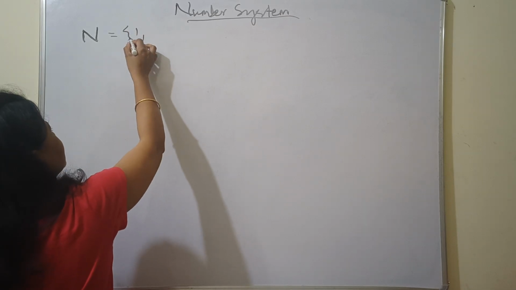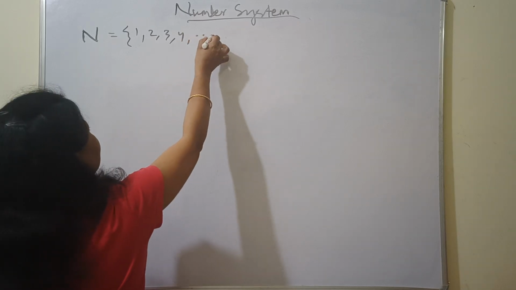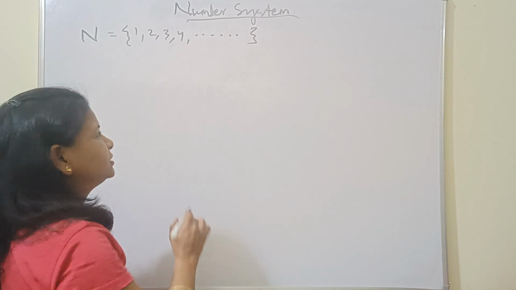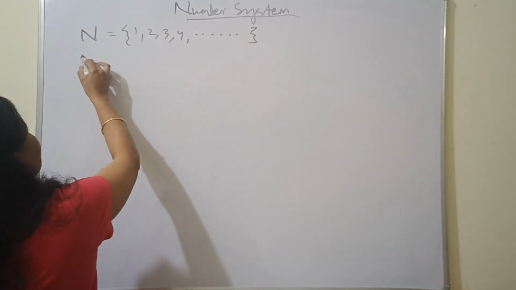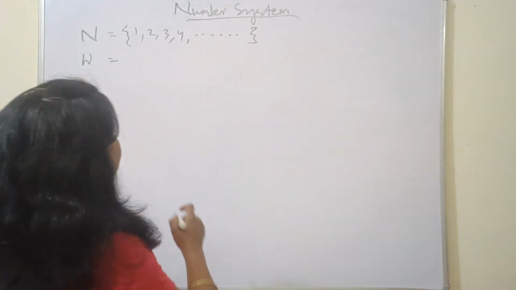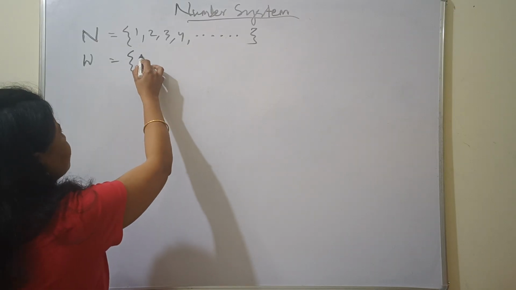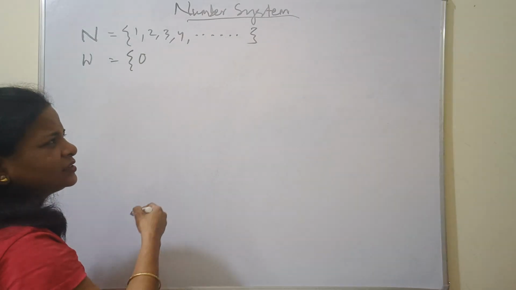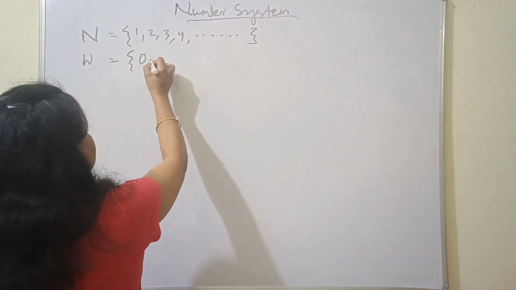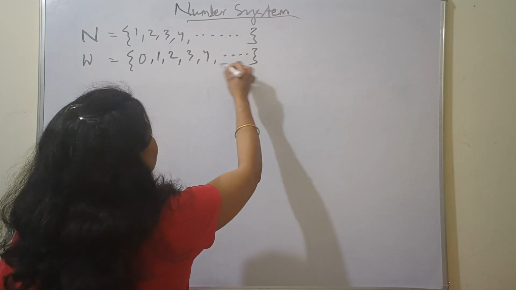All the counting numbers are there in it. 1, 2, 3, 4. Like this, all the counting numbers are there in the set of natural numbers. Then come whole numbers. Here it is represented by W, and W is the set of whole numbers. In whole numbers, one extra number is included, that is 0, along with all the natural numbers. So 0, 1, 2, 3, 4, like this onwards.